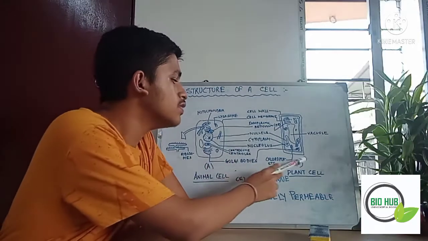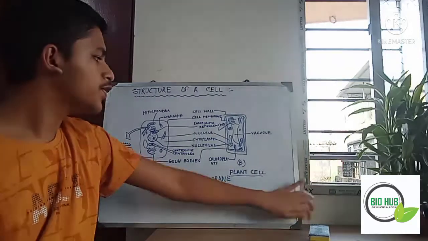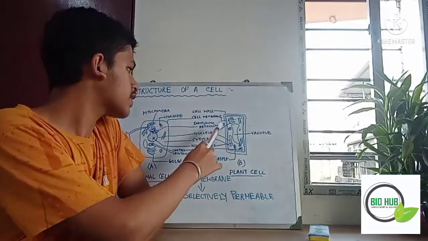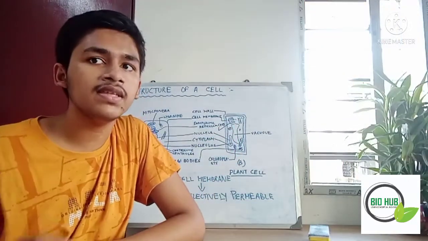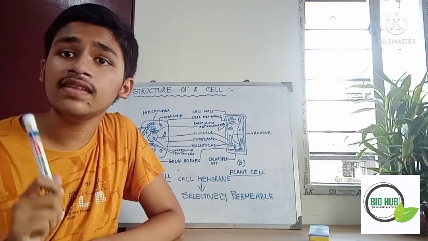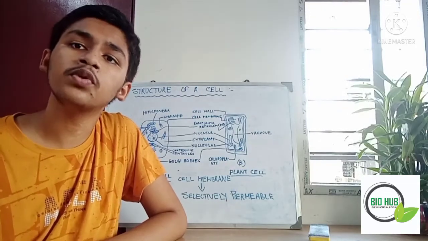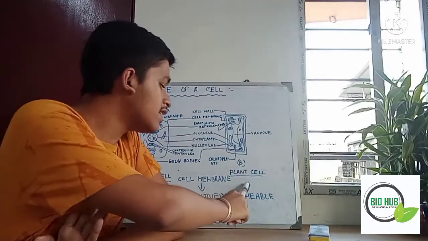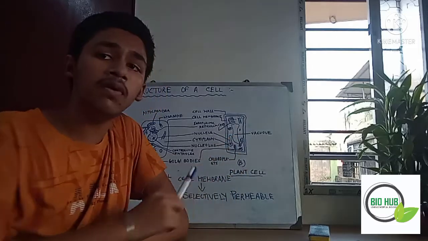Now let us come to the plant cell. Hope you can see the diagram of the plant cell clearly. In the plant cell, you will see a slight difference in the beginning of the structure of the cell. In the animal cell, we learnt about only the cell membrane, which was the protective covering of the animal cell. But here in the plant cell, not only is there a cell membrane, but we can also see a cell wall.